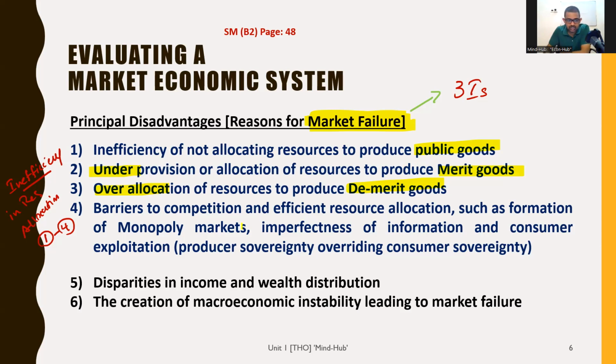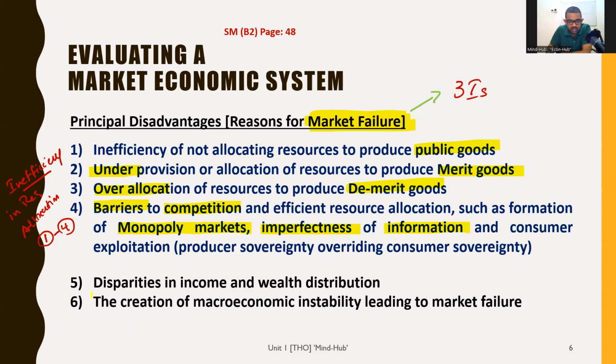Then barriers to competition. So we talked about monopoly markets, right? When there are monopoly markets, there is no consumer sovereignty. Consumers are exploited, right? We don't have options, only one firm, monopoly. Then when we don't have proper information, imperfect information, there also we have issues, right? So all this will lead to consumer exploitation. So these are inefficiencies in resource allocation, the first main reason for market failure. Easy way to remember. First I.